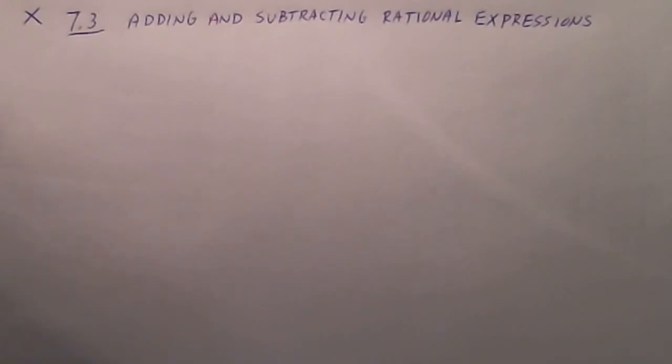Section 7.3 and 7.5. We are not going to do 7.4, is on the docket for today. Adding and subtracting rational expressions is 7.3. And then in 7.5, we will solve rational equations.